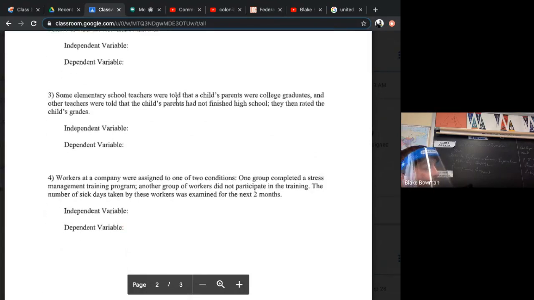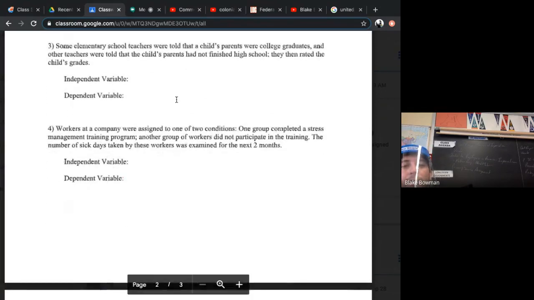Good. 3, some elementary school teachers were told that a child's parents were college graduates, and other teachers were told that the child's parents had not finished high school. They then rated the child's grades. Gracie? Good job. So independent variable differs amongst the education of the parent, right? And then dependent variable would be the child's grades.